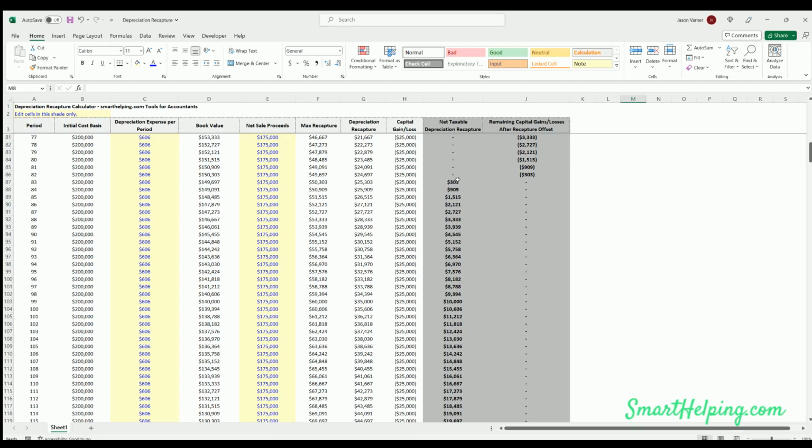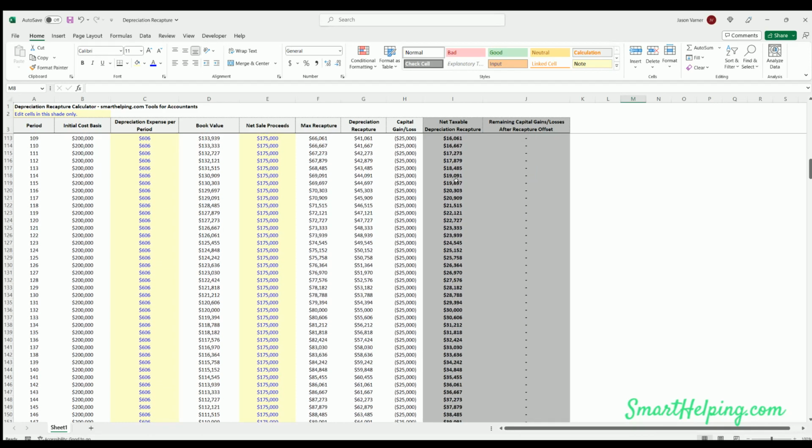If you were to sell in month 83 for 175, and this is the depreciation you took so far, and this is the book value, you've got $303 that are going to be taxable. You can't take this loss of 25,000 anymore because of the recapture effect.